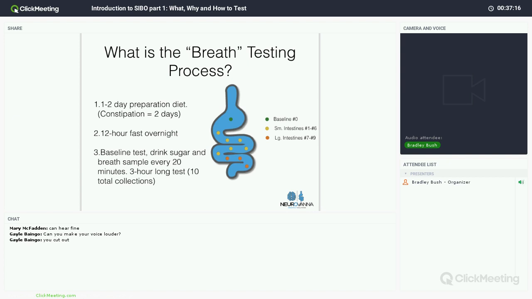Symbolized by that little green dot, they're doing that baseline test. Then they're drinking a solution, whether it be glucose or lactulose, and then they set their alarm for 20 minutes. And then every 20 minutes, they do another breath test.